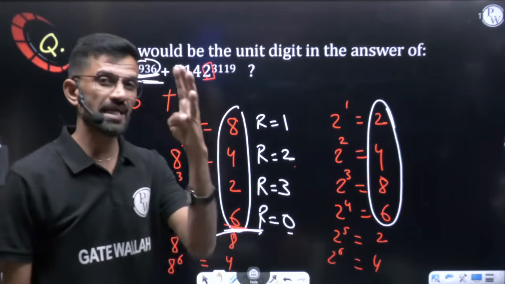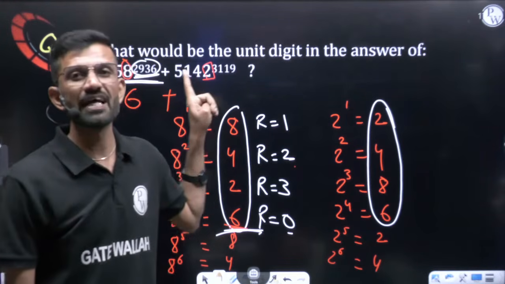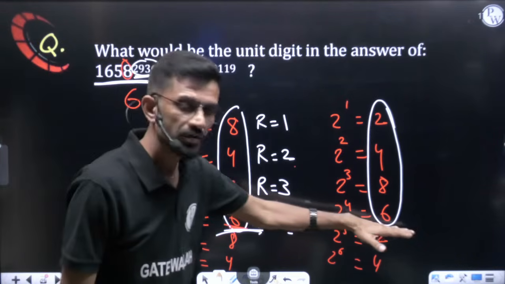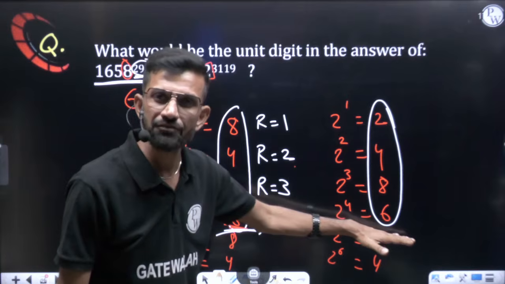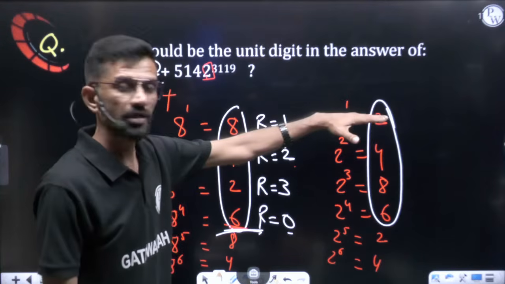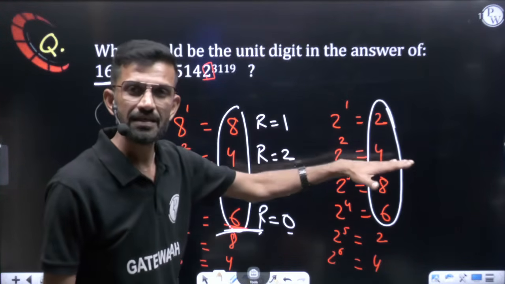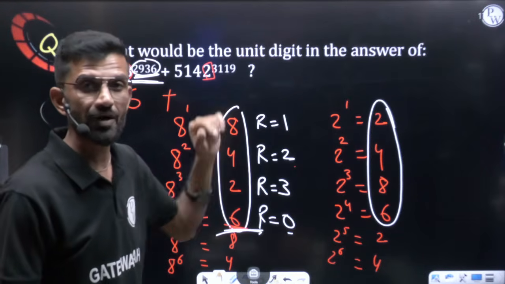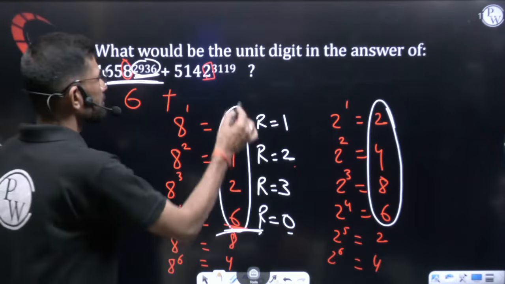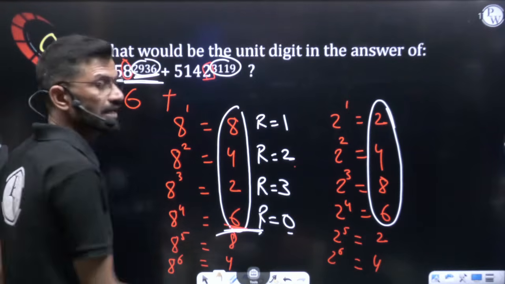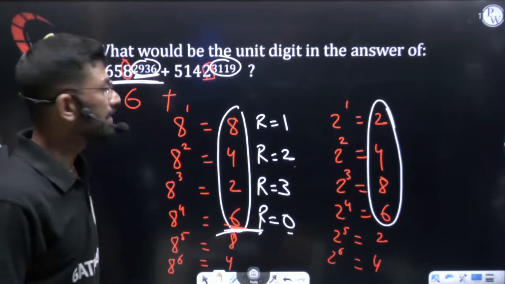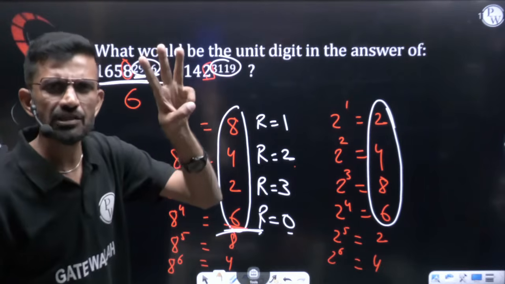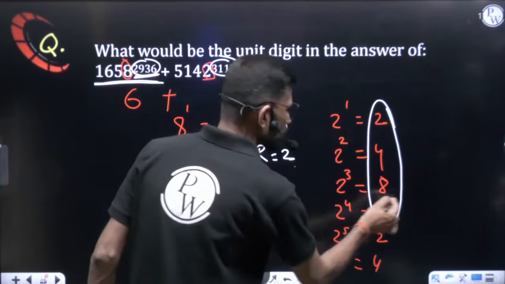So when 4 numbers are repeating, what do we do? We divide the power by 4 and check the remainder. If the remainder comes 0, wherever the cycle ends, there we stop. Remainder 1 is the first, remainder 2 the second, remainder 3 the third, remainder 0 the last. Remainder 4 you won't get because you are dividing by 4. So take the power here. Here the power is 3119. Divide by 4. I am checking just the last 2 digits. 4 4s are 16. Remainder 3 you will get. Remainder 3 means it will stop here.